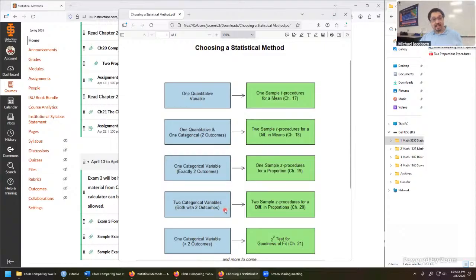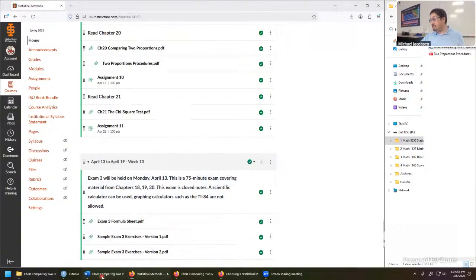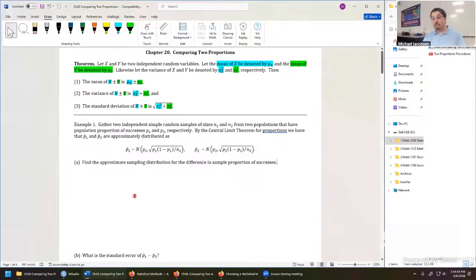So if we have exactly two variables with exactly two outcomes, we're doing a chapter 20 method, and we'll continue extending on these analyses to see what happens if, say, we have one quantitative variable and a categorical variable with, say, 3 outcomes or 4 outcomes, and so on. So that's where we're at so far in the analysis. And here's how the methods start off. It should look like deja vu.